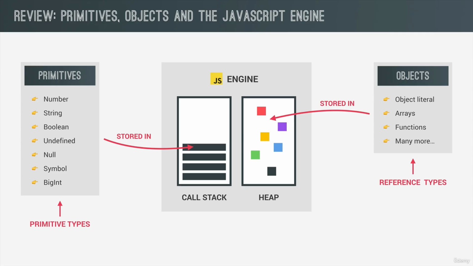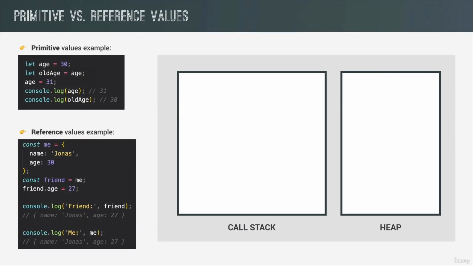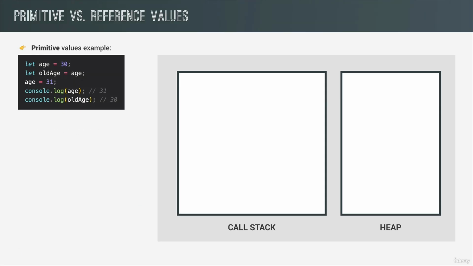All right, but now how does all that actually work? And why did our code example earlier behave in that weird way? Well, let's find out. So here we have the two code examples from earlier, as well as the engine with call stack and heap. And let's start by looking at the primitive values example. So when we declare a variable like age equals 30, what actually happens inside the JavaScript engine and the computer's memory? Well, first, JavaScript will create a so-called unique identifier with the variable name.